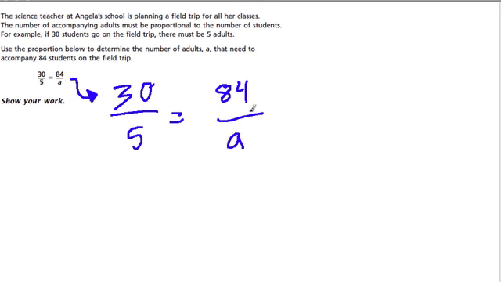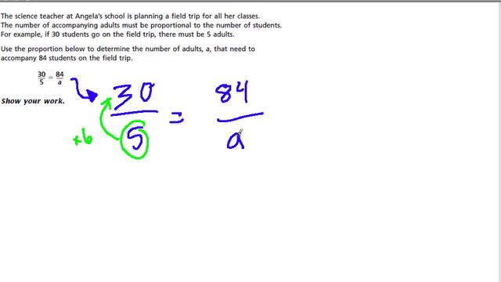And this is interesting because you might be tempted to cross multiply and say, well, A times 30 is 30 times A, and then equals 5 times 84, and then I got to take this and divide by 30. But look at this, in this problem, whatever fraction we're creating here, it has to be equal to 30 over 5. And that just means, well, 5 times 6 gives me 30. So that has to be true here as well, because these are equal.